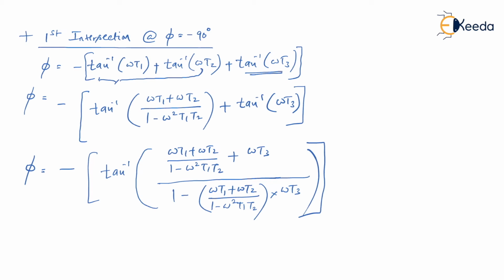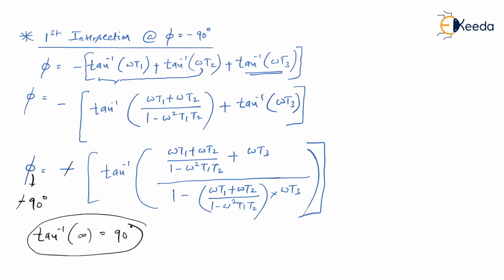Now tell me, for the first intersection point, what is the value of phase? It is minus 90 degree. So let me substitute: this phase is nothing but minus 90 degree, so this negative negative will get cancelled. Once we cancel, you know that tan inverse of infinity is 90 degree. So if this whole value happens to be infinity, it is possible only when the denominator is 0. Only when the denominator is 0. So I can consider this denominator to be equated to 0, isn't it?